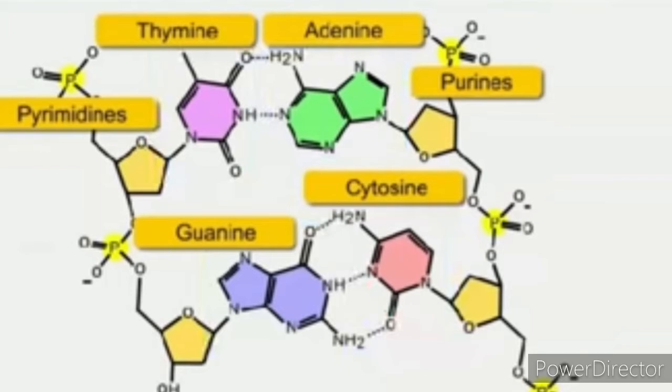complementary base pairing. Purine bases are paired with the pyrimidine bases by hydrogen bonds. Adenine is paired with thymine by 2 hydrogen bonds, and guanine is paired with cytosine by 3 hydrogen bonds, and this is also known as complementary base pairing.